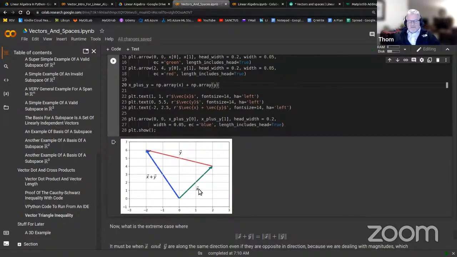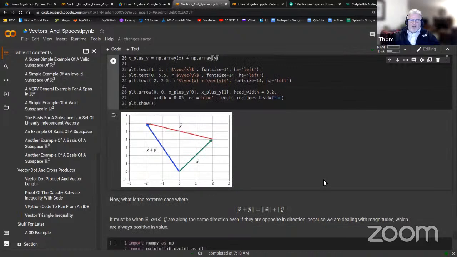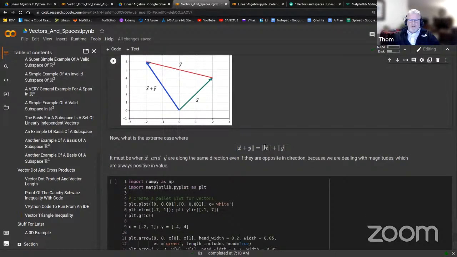X, the magnitude of this length and the magnitude of that length together, and then those two separate, like right here. Well, that's going to obviously be longer than this. But what is the extreme case where they equal? I went ahead and made them equal.